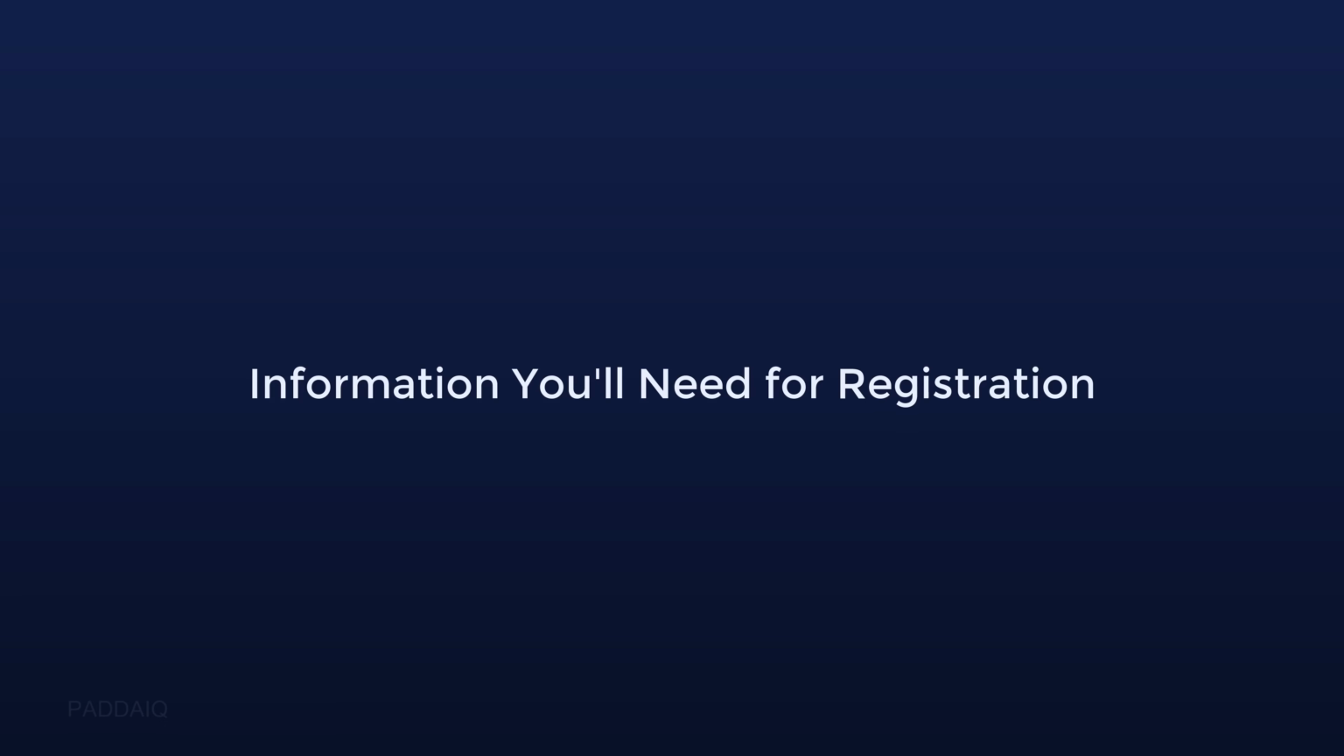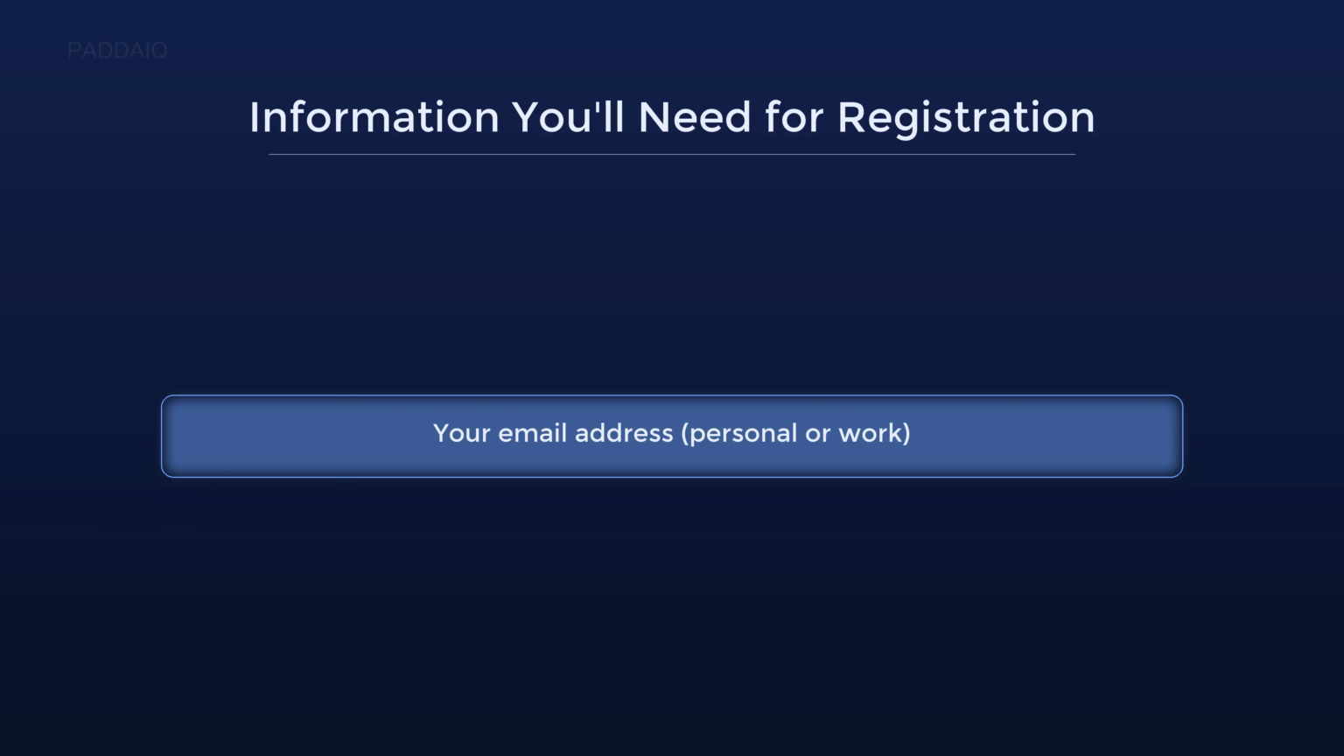Information required for your registration process. Your email address, personal or work. This is where we send your login details and important course updates. For instance, if you register with jane.doe@gmail.com, all class materials and links will be delivered there. Keeping this information current ensures you receive everything needed to begin your training successfully.